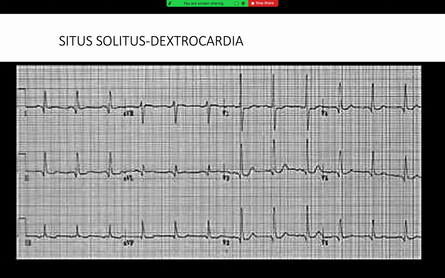So what happens in the situs solitus with dextrocardia? This is the ECG in front of you. What do you notice?